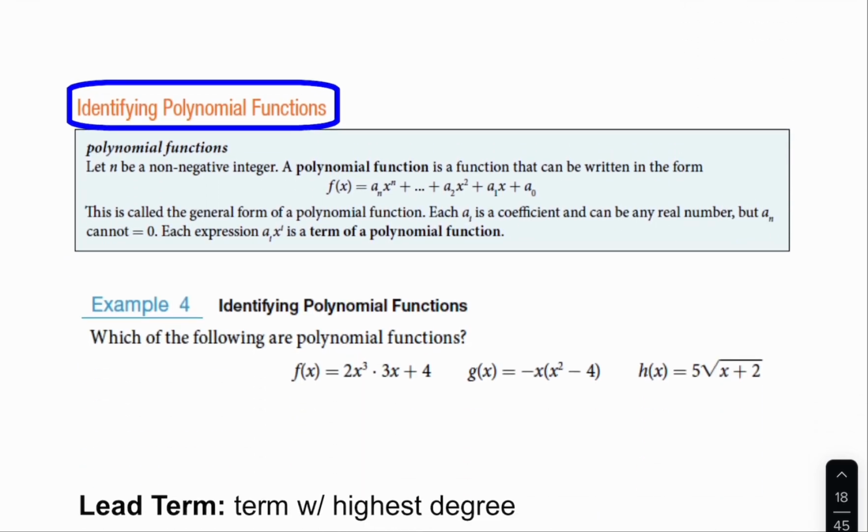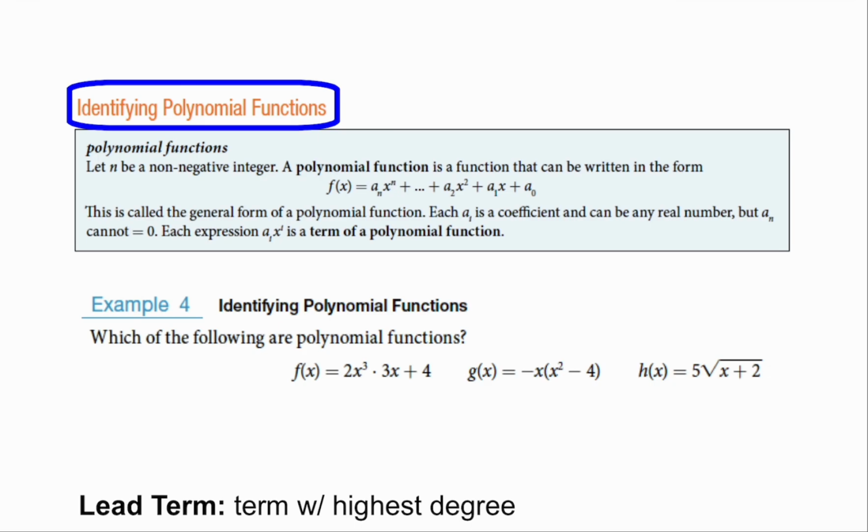Now, a polynomial starts out and behaves like a power function, but we have lots of terms added on. Every single term that's added on is going to possibly create some bumps, some transformations of that function.